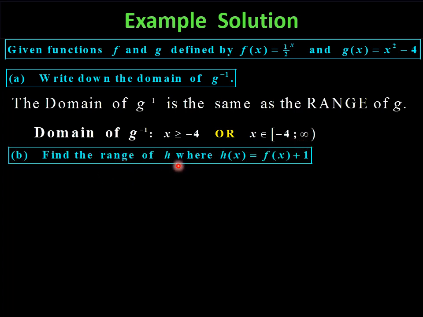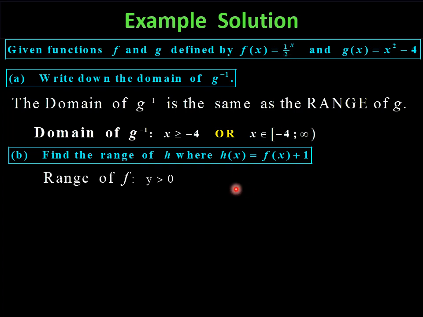Then we have to find the range of h. Now there's no h there, but they tell you what h is. h is f(x) plus 1. What does this mean? Plus 1 means that it's moved 1 unit upwards, right? So in other words, if I know the range of f, I just have to transform the range of f. So what is the range of f? This is an exponential, so its range is, that's right, y greater than 0.